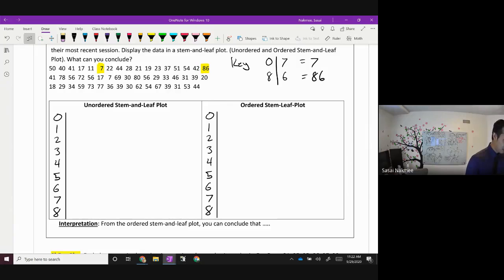Why am I including 0? Why am I not just starting off at 1? Why is that 0 important in this case? Why does that need to be there? Because there's a 7. That's exactly it, Frankie.